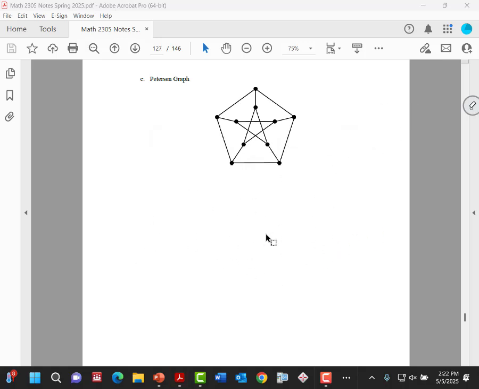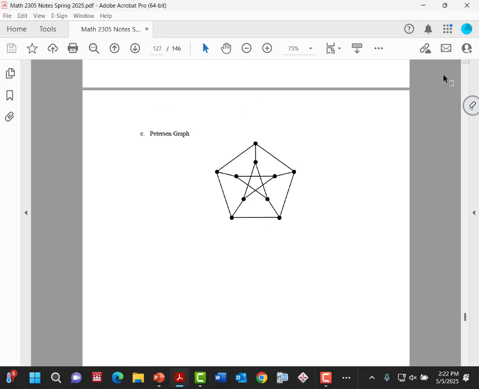This next graph is a very common graph in graph theory called the Petersen graph. It's more or less a pentagram inside of a pentagon. I have this pentagon, and then inside of it I have this star, or this pentagram, and it is attached or connected to the outer pentagon.